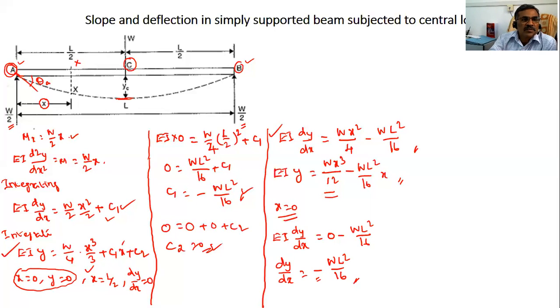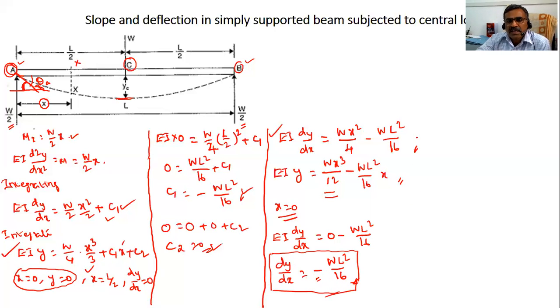If you find the slope about the horizontal, this is the clockwise direction. If you take the counterclockwise direction, that is positive. We are taking counterclockwise as positive, so here we get minus. So minus wL square by 16 will be the equation for the maximum slope.